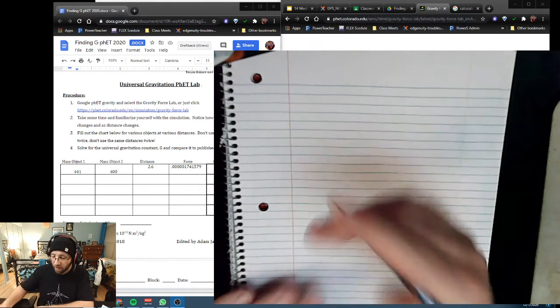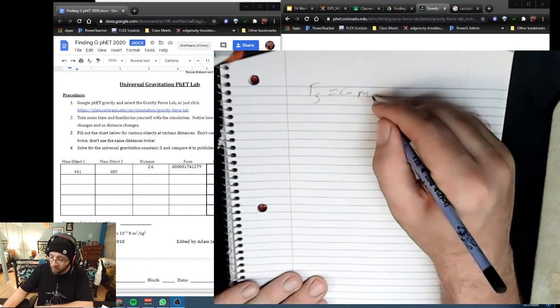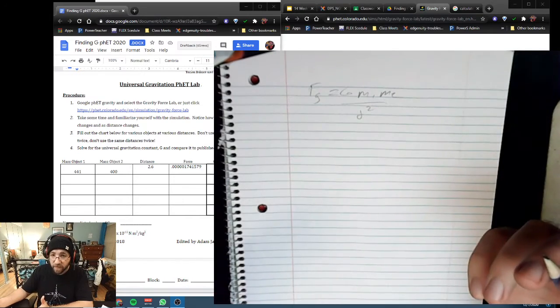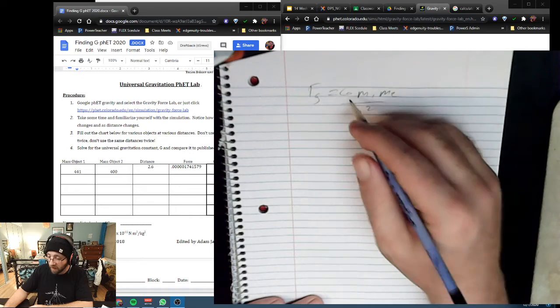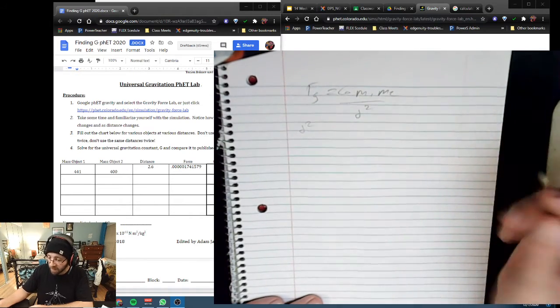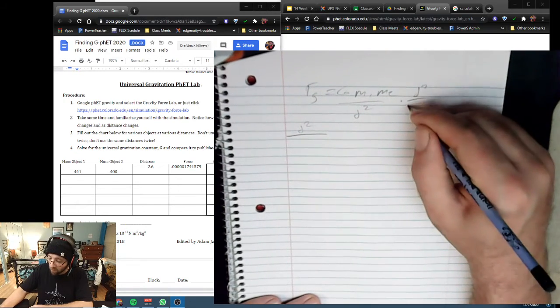So, this is my gravity equation most of the time. Capital G m1 times m2 over distance squared. But I want the capital G all by itself. So what do? I'm going to multiply both sides of this equation by d squared. I'm going to divide both sides of this equation by m1 and m2.